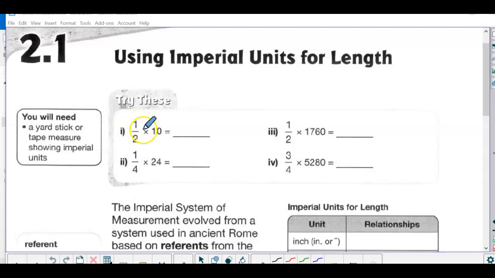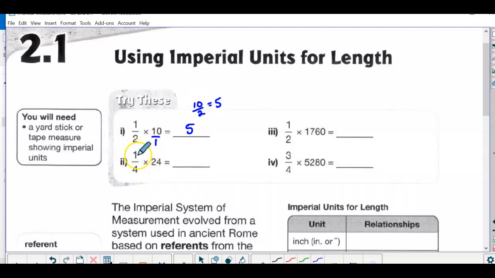Just think about half of 10. Sometimes you might want to think about it in terms of money. Half of $10 is $5, right? So that's 5. Or you can think about the whole process of fractions. That's 1 times 10 is 10, over 2 times 1 is 2, 10 over 2 is 5.